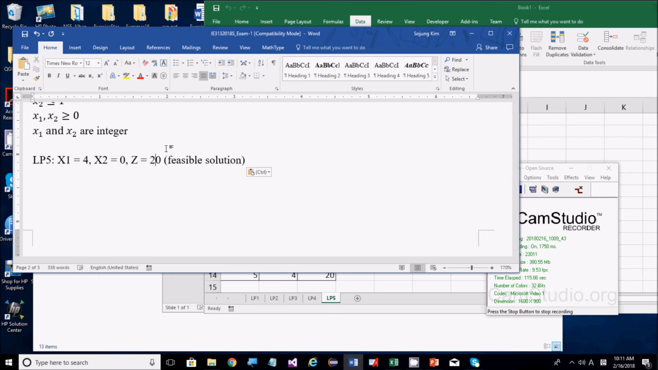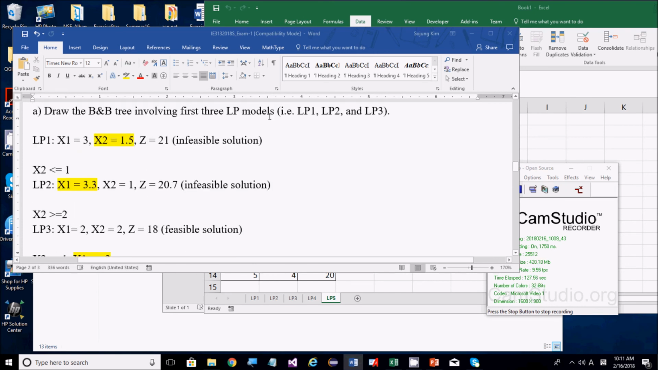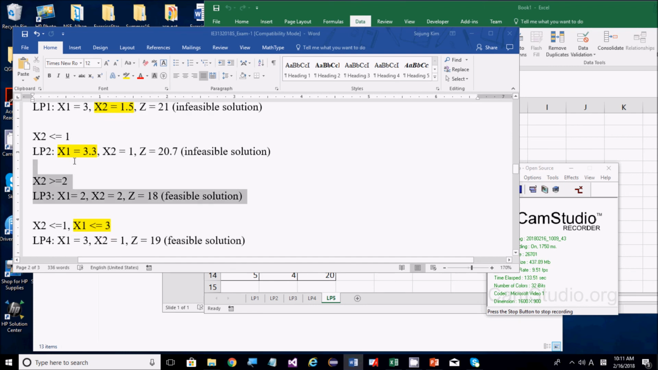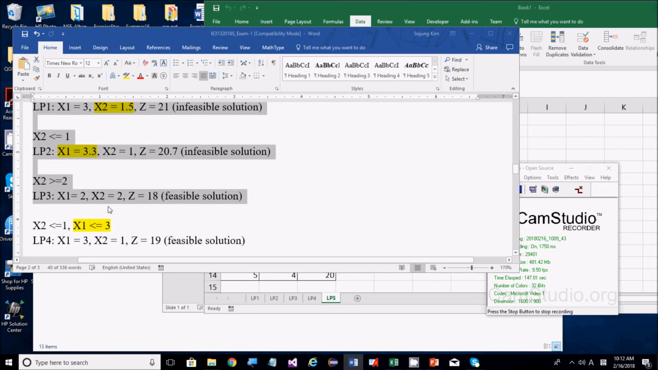Okay, so this will be the final answer. However, in this problem, if you go back to your problem, initially it asks you to check the first 3 LP models. So another solution is that the original solution should be the answer. You should get the answer by considering only these first 3 models, which is not the optimum. But here if you look at it, there is one feasible solution.